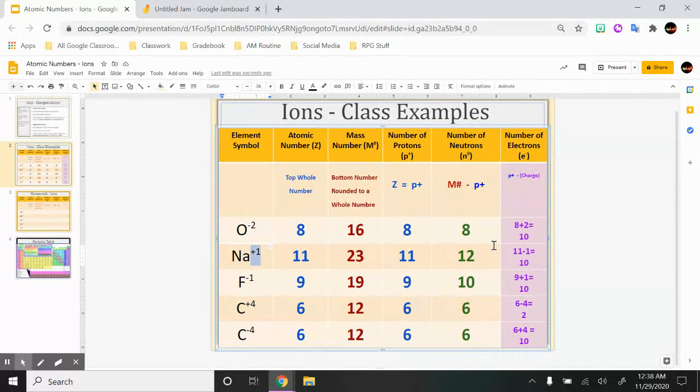Now, you might be asking, why can't we just change the number of protons? Now, we cannot change the number of protons because the protons tell us what type of atom we have. So if we change the protons, we're completely changing the element instead of just changing the charge. By changing the electrons, all we have changed is the charge of the atom.